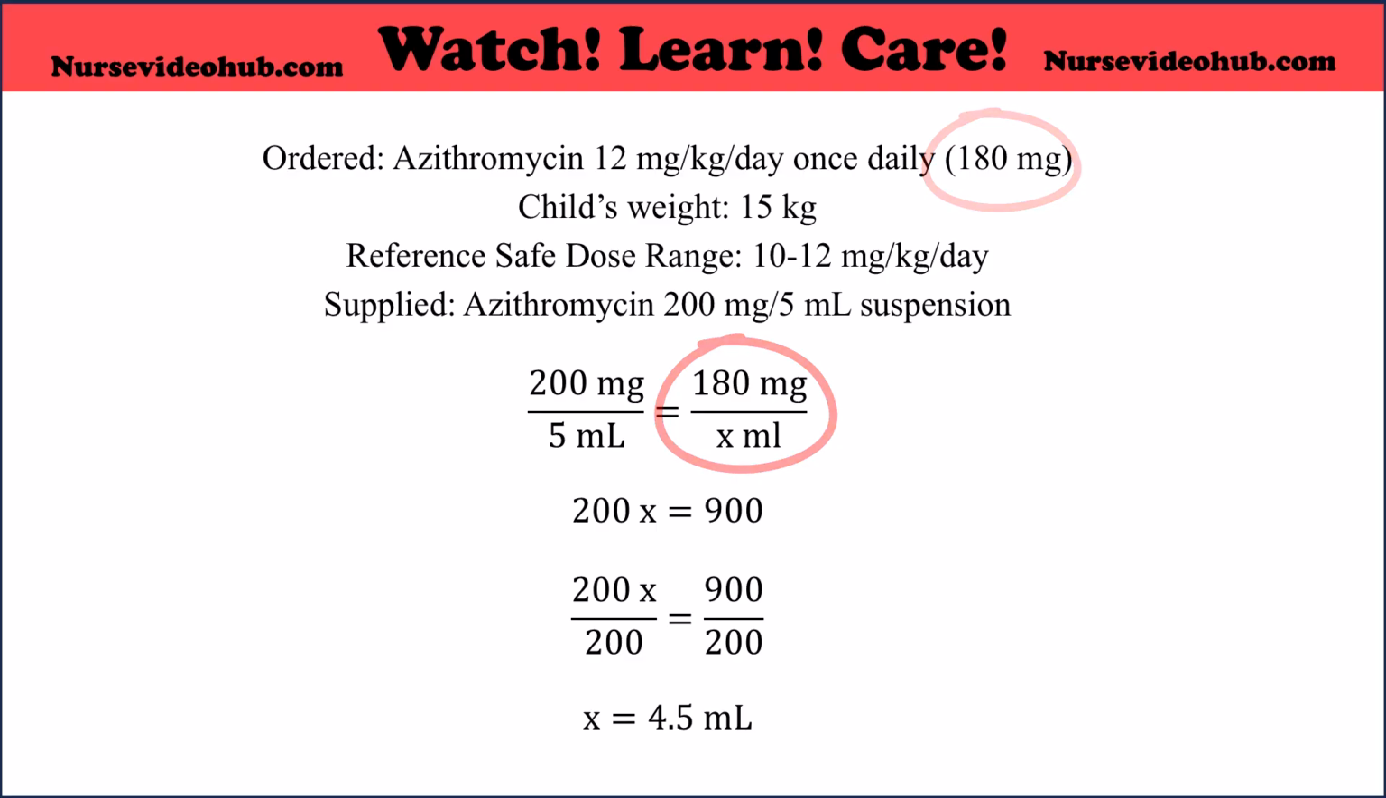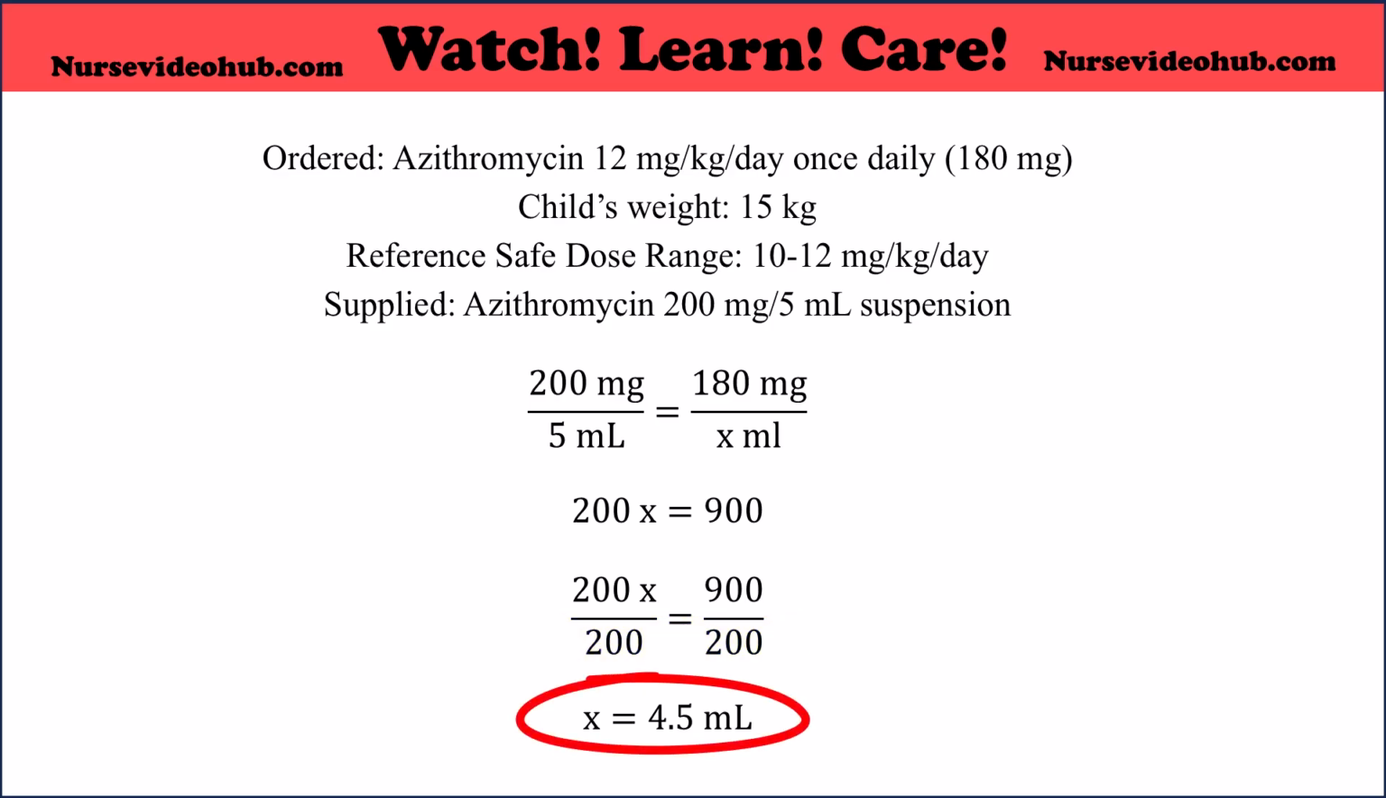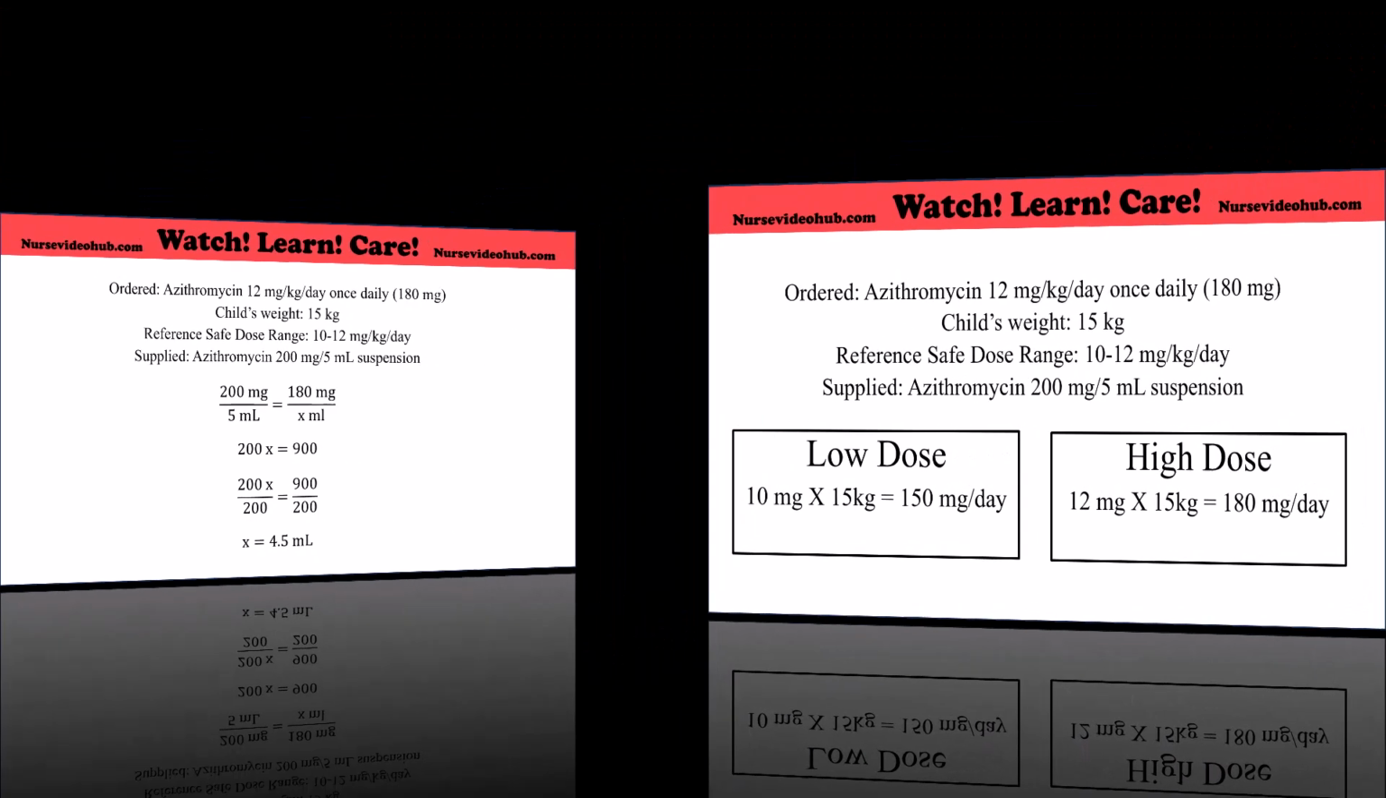Solve for the number of milliliters by cross-multiplying 200 times X and 180 times 5. That equals 200X equals 900. Divide both sides by 200 to solve for X. X equals 4.5 milliliters. Administer 4.5 milliliters of the azithromycin oral suspension.